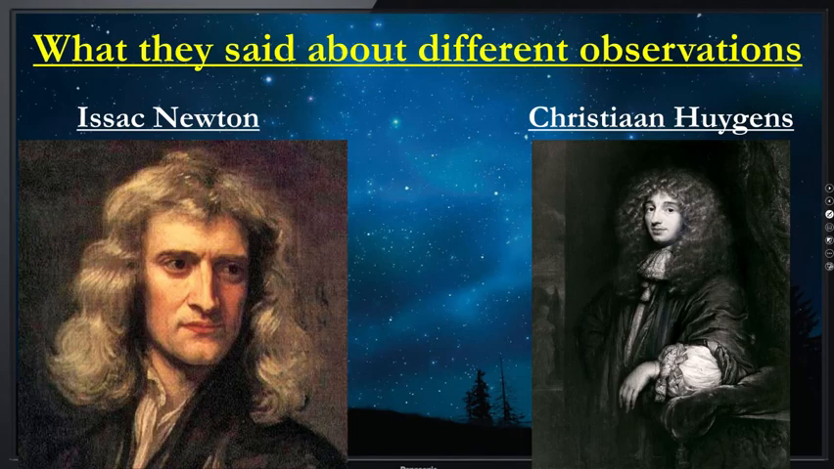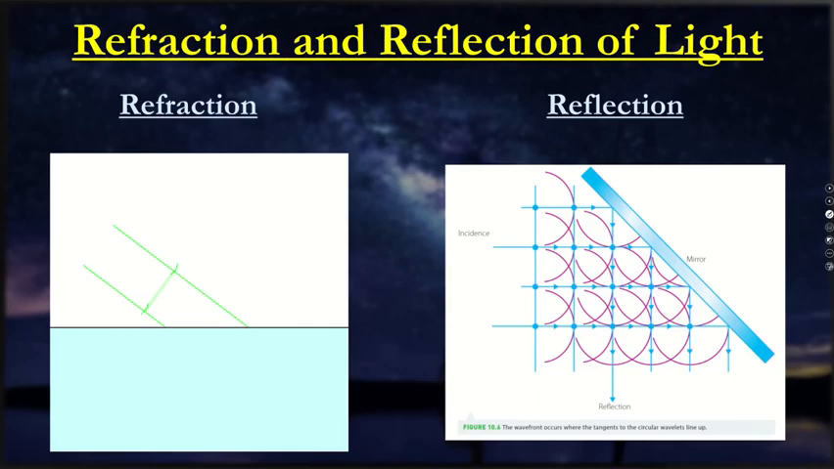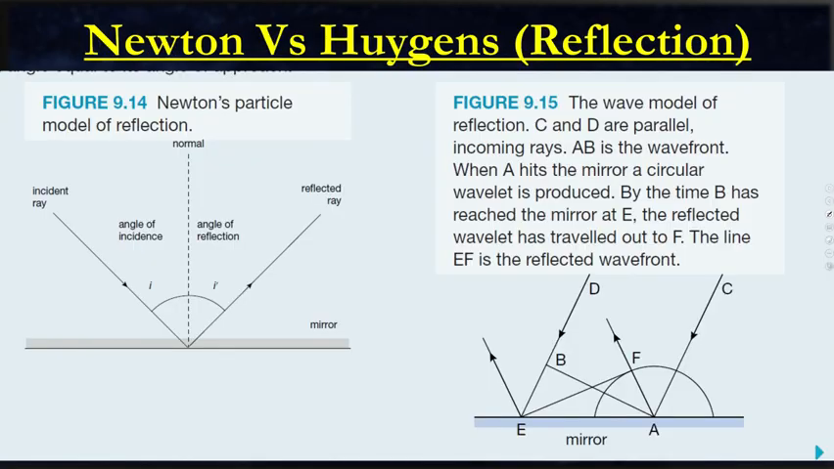Okay, so let's look at their different observations and see what they said about each one. Firstly, we're going to look at refraction and reflection. So for reflection, Newton's idea was very simple. You have the ray of light, or the particle of light, coming in. That's called the angle of incidence. That angle to the normal line is the same as the angle of reflection as it bounces off.